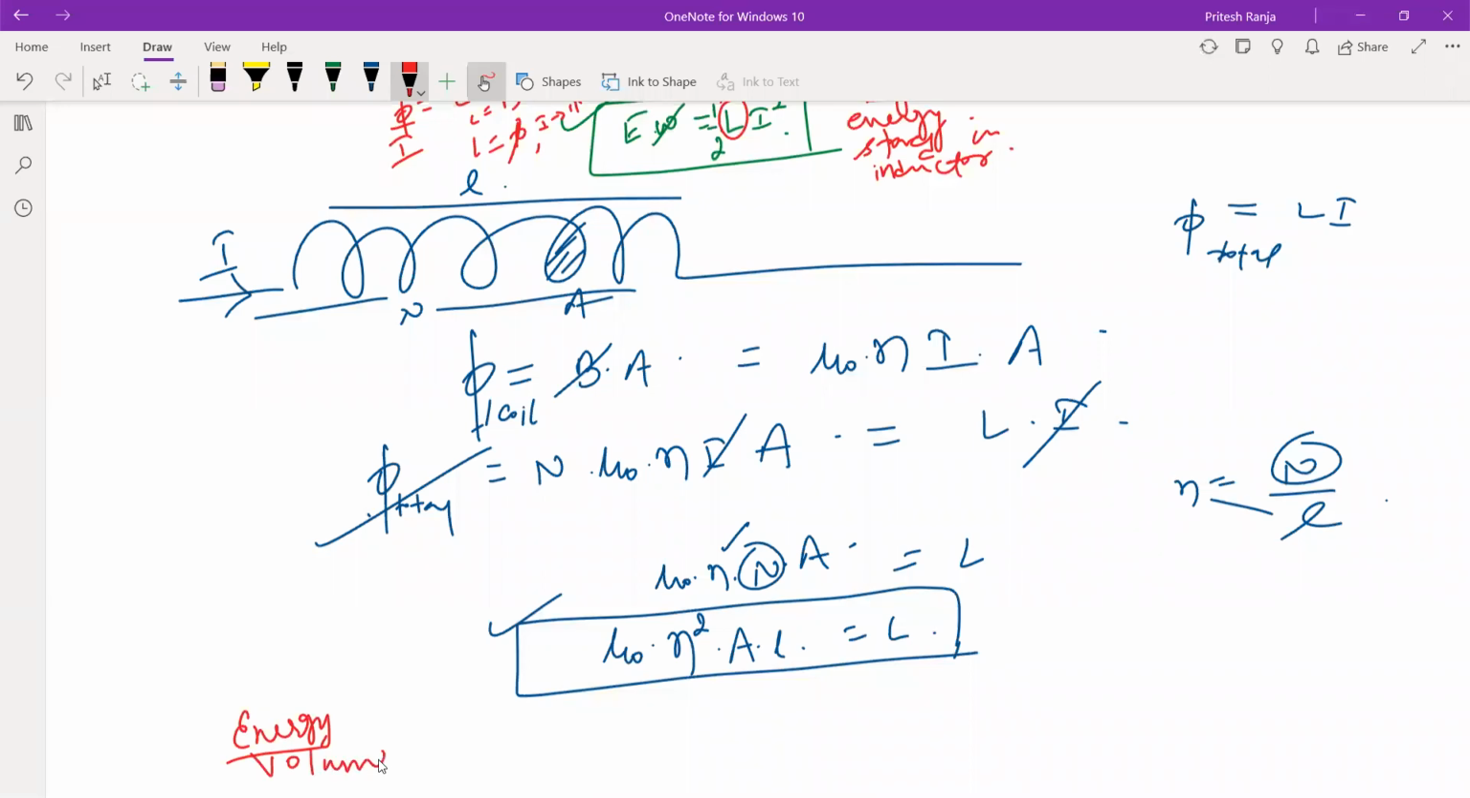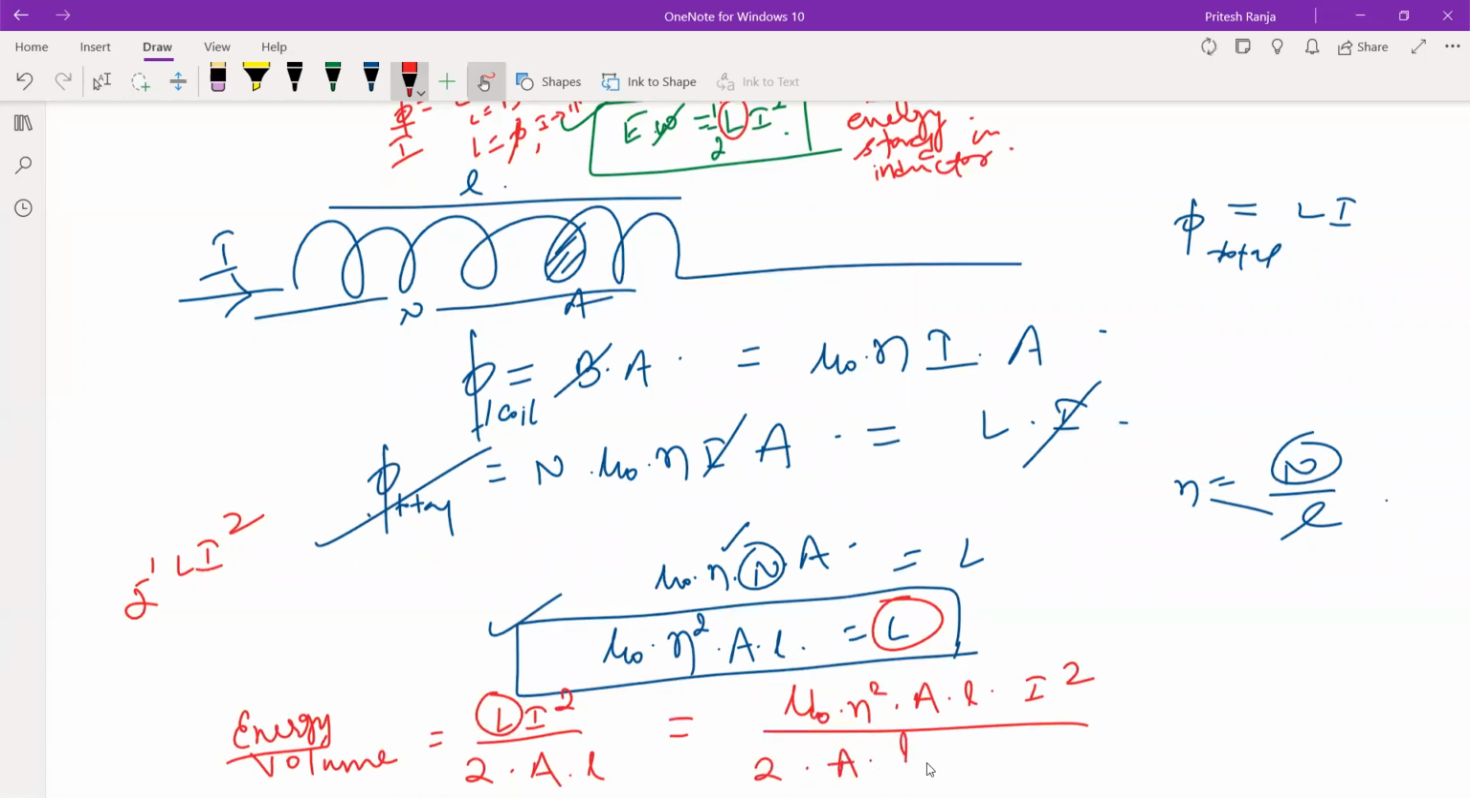Because what expression do we have for energy? Half L I square. So energy per unit volume should be equal to Li square by 2 into volume. What volume? A into L. So now I'll put the expression of L here. So mu naught n square A into L into I square by 2 into A into L. This is energy per unit volume. So A L gets cut and we get this as mu naught n square I square by 2.